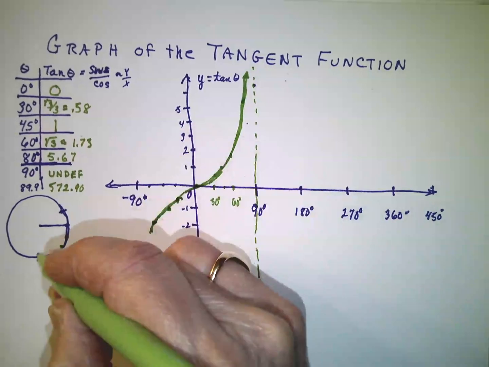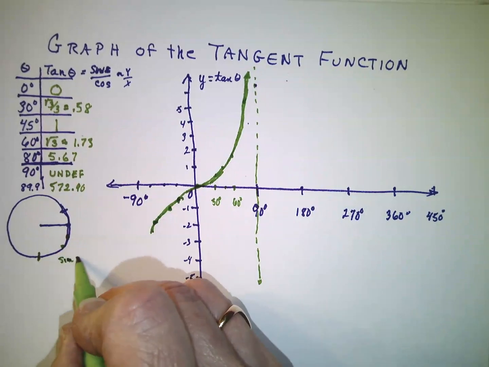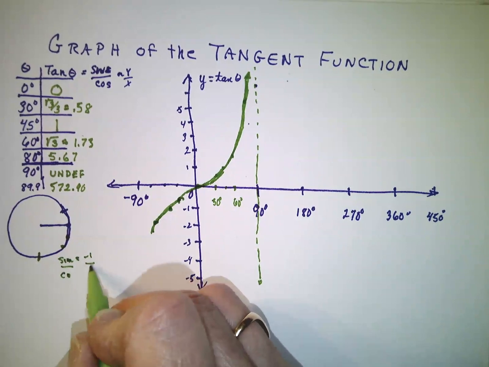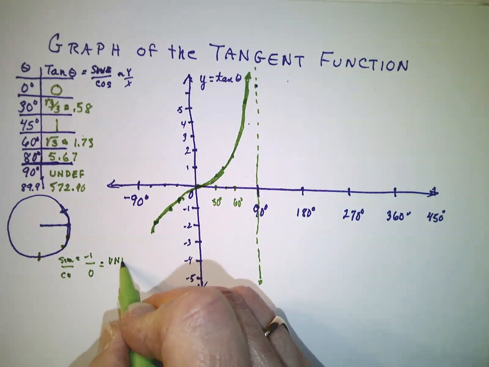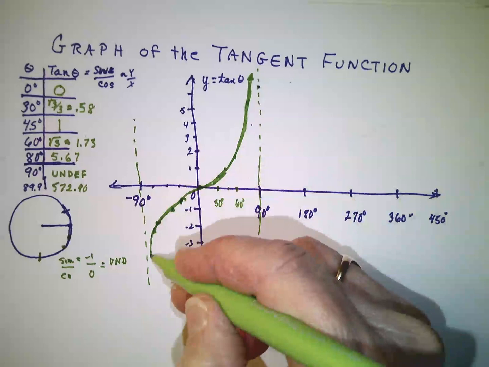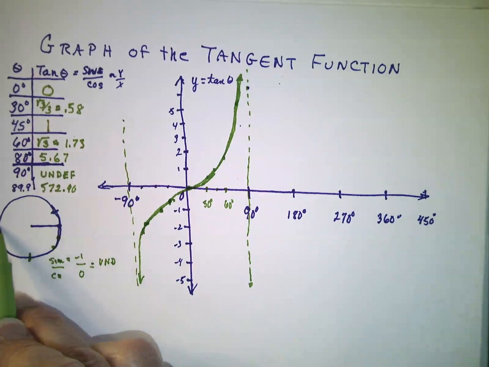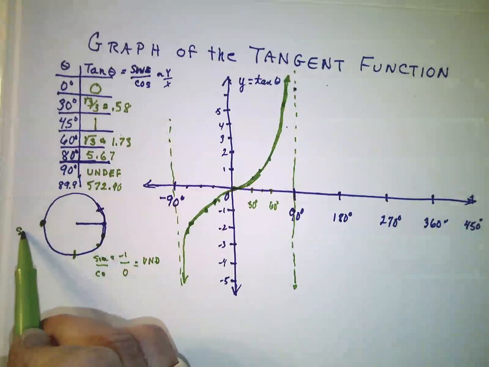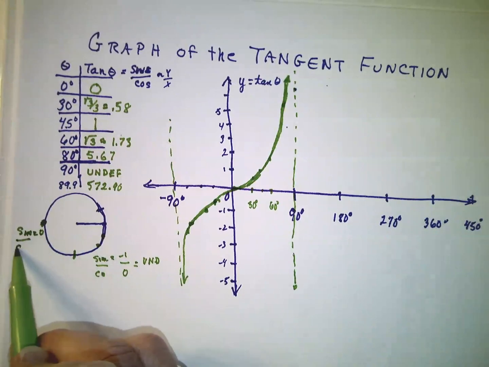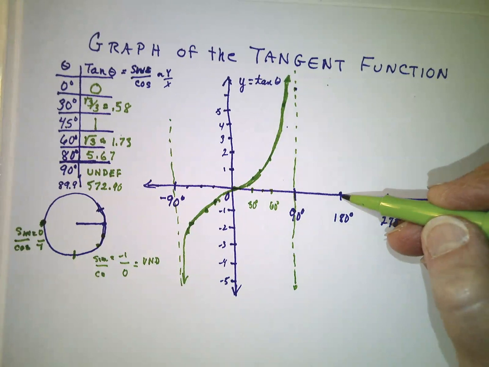And at -90, down here, the sine is -1, divided by the cosine is 0. So once again, it's undefined. We are going to have another vertical asymptote. Going around the circle at 180 degrees or negative 180 degrees. Oops, sorry. The sine value is 0 divided by the cosine is negative 1. So at 180 degrees, the tangent value is going to be 0 divided by negative 1.